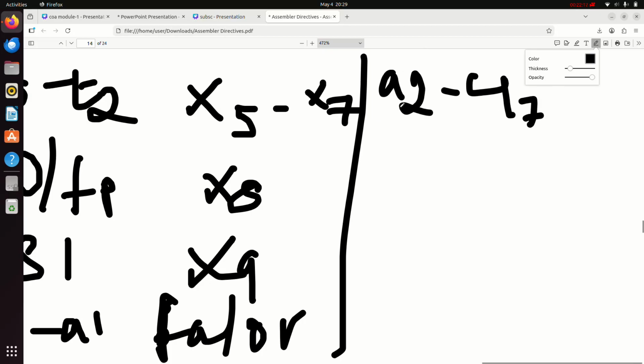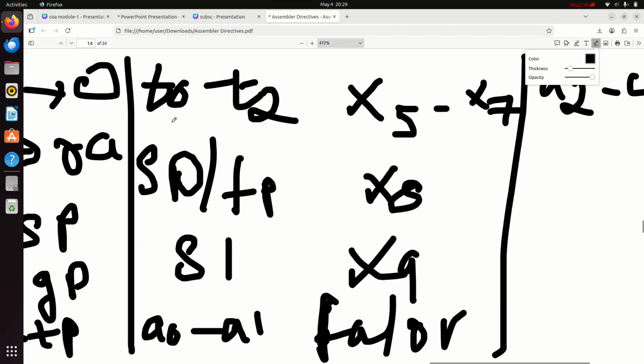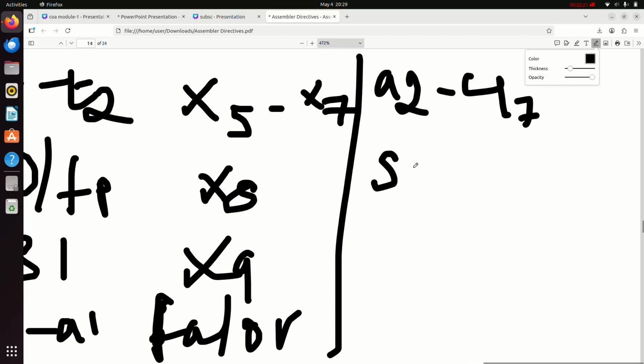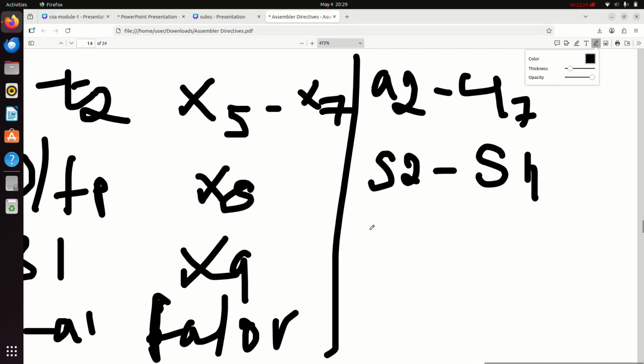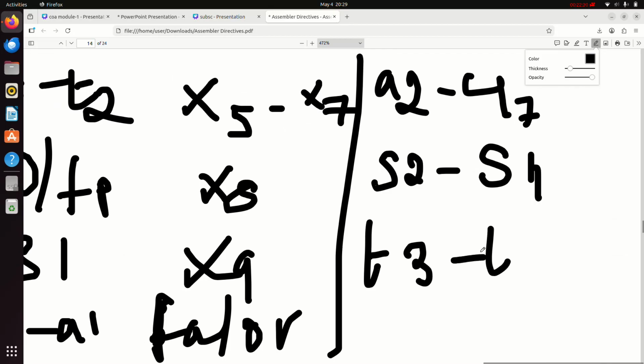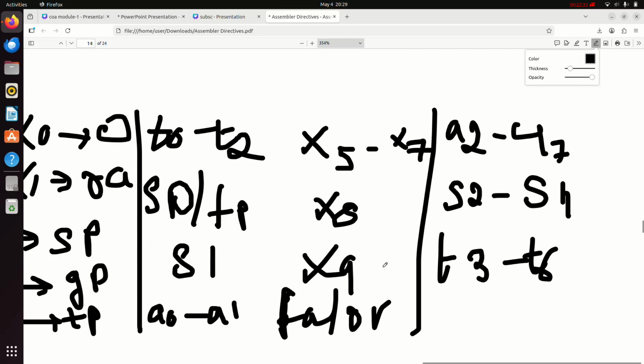Then I told you the rest of the saved registers would come. So s0, s1 is a saved register. Now we have s2 to s11. And the rest of the temporary registers: we have done t0 to t2, and the rest of the temporary registers are t3 to t6. Okay, so the rest of the temporary registers come.